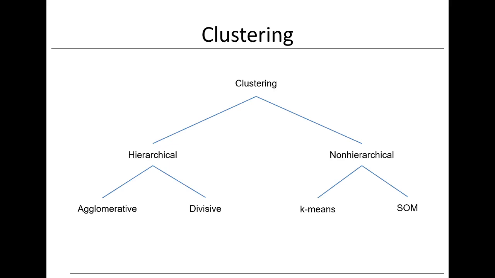Popular examples of hierarchical algorithms are agglomerative and divisive algorithms. Popular examples of non-hierarchical algorithms are k-means clustering and self-organizing maps or SOMs. In what follows, we discuss agglomerative, divisive, and k-means clustering. SOMs are discussed in more advanced courses on analytics.